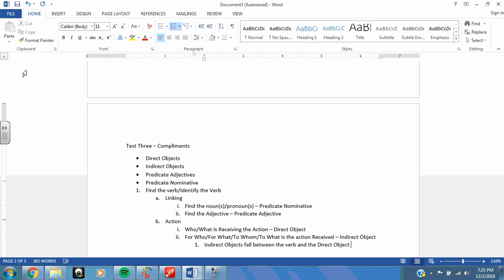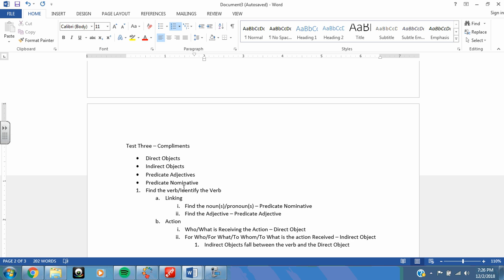which is all about basically how something complements a verb. I've kind of broken it down for you as to how to do this. Find the verb, identify the verb. If you have a linking verb, linking verbs will always have a complement, so really it's just you looking in the predicate and finding whether you have nouns or pronouns or adjectives, and then being able to identify nouns or pronouns or adjectives in the predicate, and then labeling them as such.